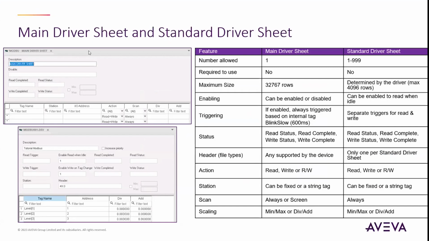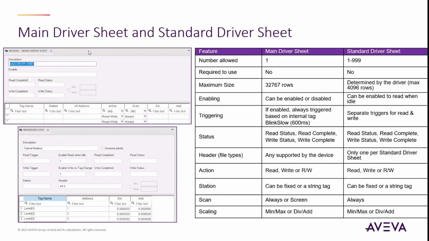If you want it to go as fast as it can, you can put a 1 in the read when idle field, and it will read as fast as it possibly can. With the standard driver sheet, you do have to pay a little bit more attention when you're setting it up. You can only have 1 data type in the standard driver sheet, and there's just a little bit more complexity with configuring it.